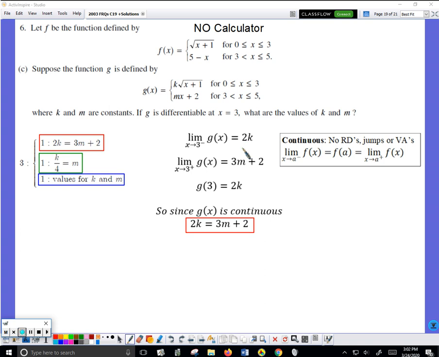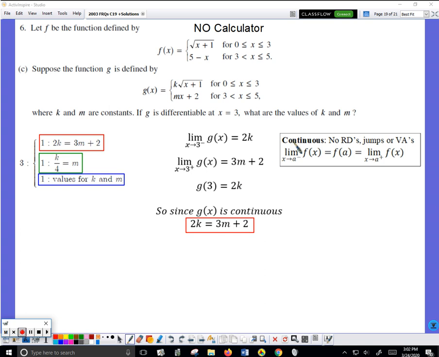I need to find the limit as x approaches 3 from the right of g. So up here, when x is a little more than 3, I'll have a little more than 3 times m plus 2, 3m plus 2. I also have to find g of 3. So that's back here when x is equal to 3. 3 plus 1 is 4. Square root of 4 is 2. That's 2k. These three must be equal for g to be continuous.